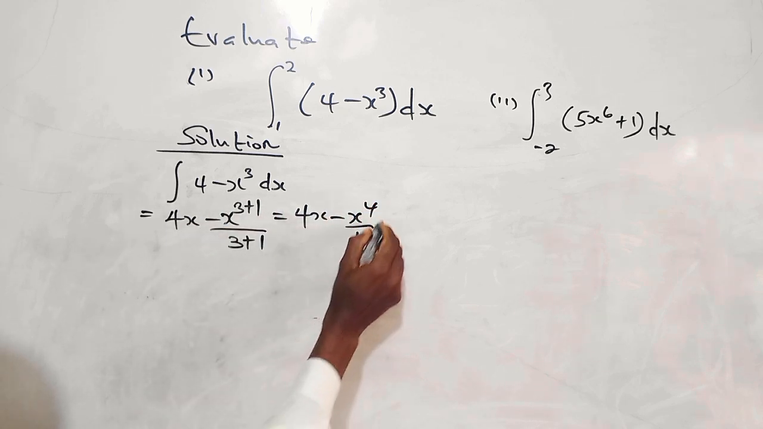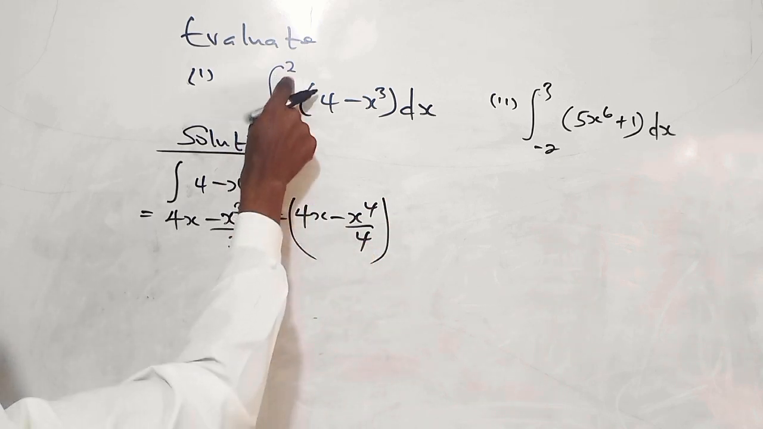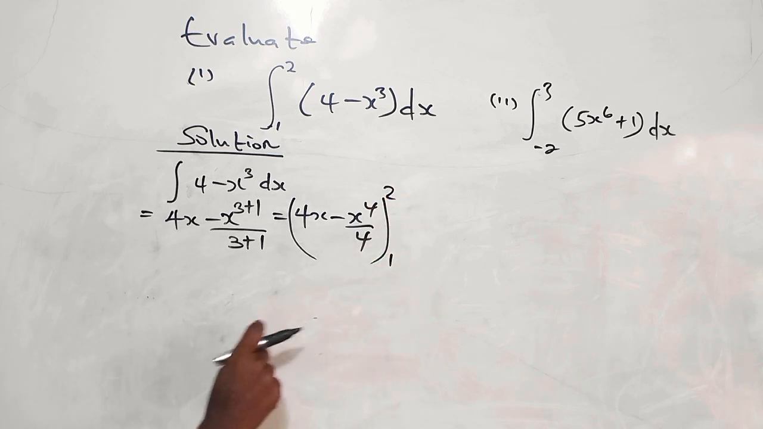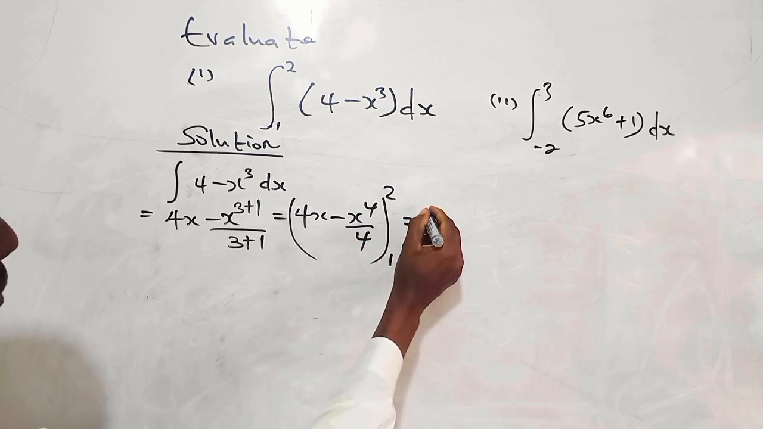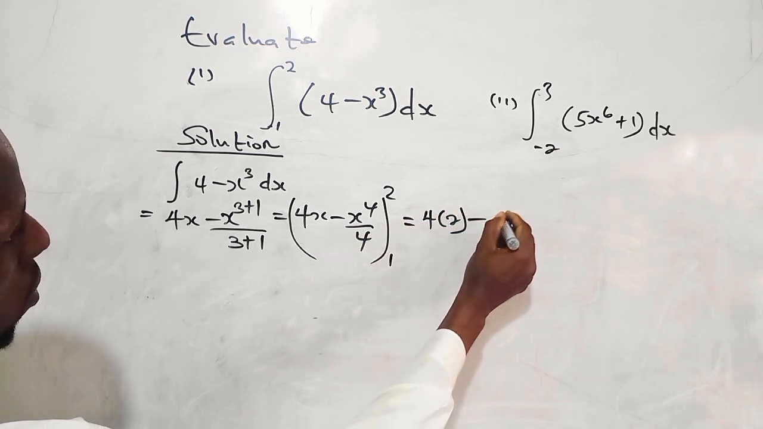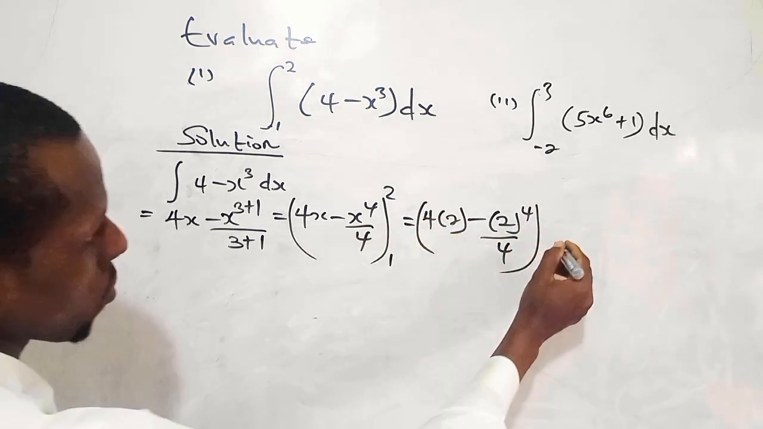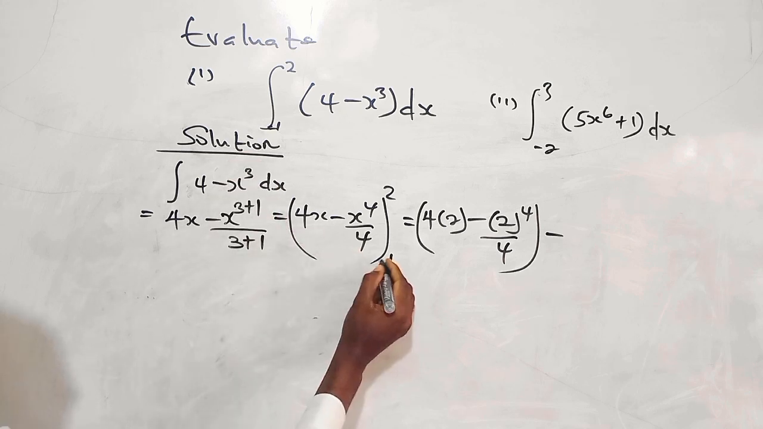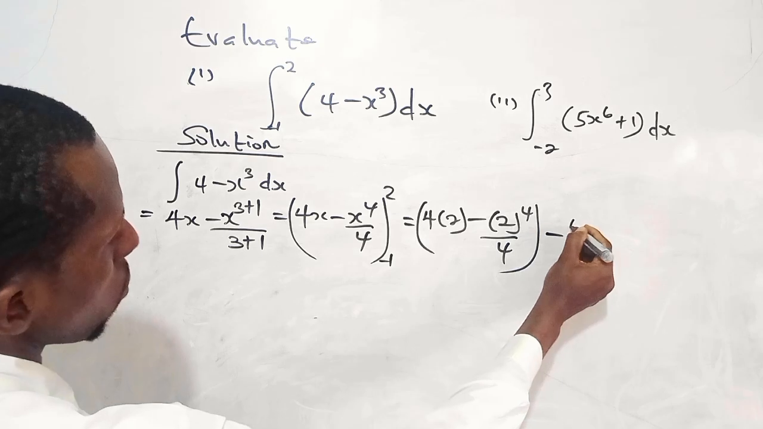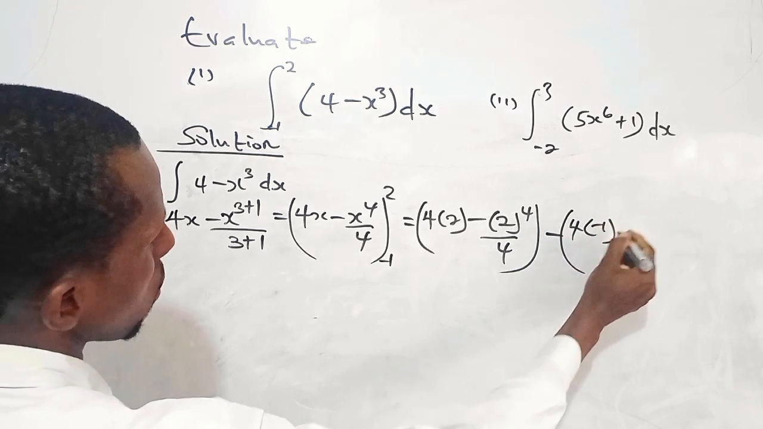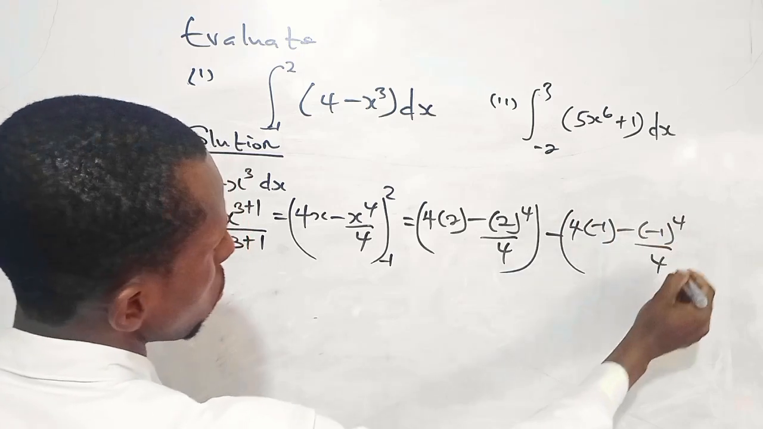Now you can apply the limits of integration, which are 2 and -1. Let us take this back and substitute it. Here we have 4 into 2 minus 2 raised to power 4 over 4 for the first one, minus, for -1 we have 4 into -1 minus -1 raised to power 4 over 4.